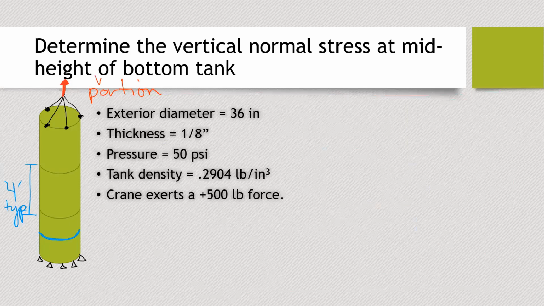So we're within a region where we would assume our normal stresses to be independent of the loading. We have an exterior diameter of 36 inches. The shell thickness is 1/8 inch. There's a pressure inside of 50 psi. The tank is made of steel, with a density of 0.2904 pounds per inch cubed. And we have a crane trying to pick this up, but it's still attached to the ground. So that's also going to put loading into this tank.